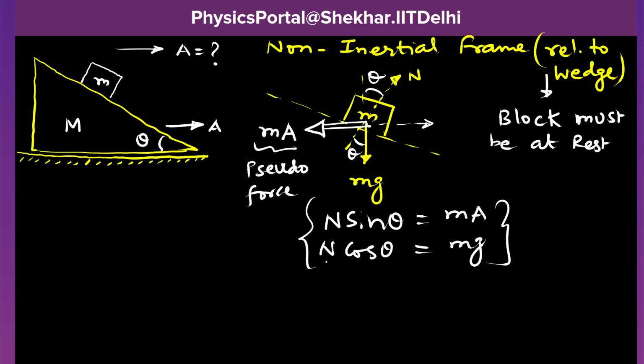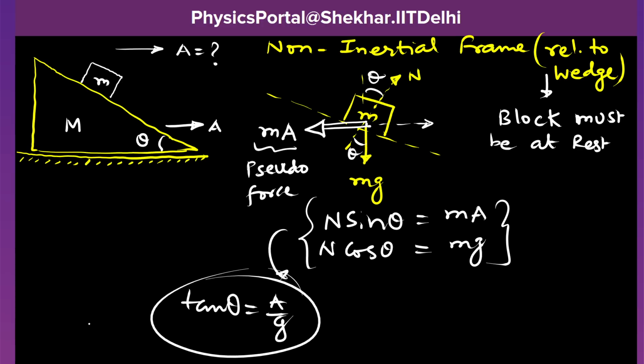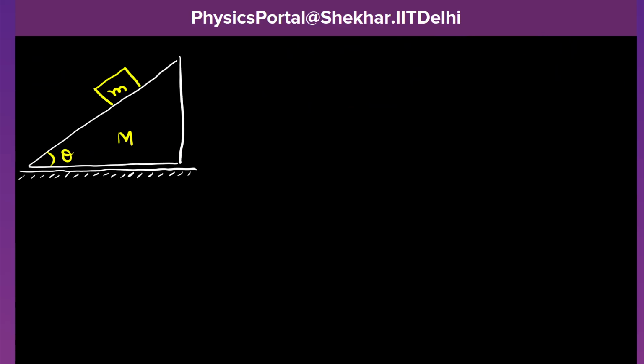So if we divide again, then we will get the same result. Tan theta is equal to a by g. From here we will get a is equal to g tan theta. Let us talk about another question.